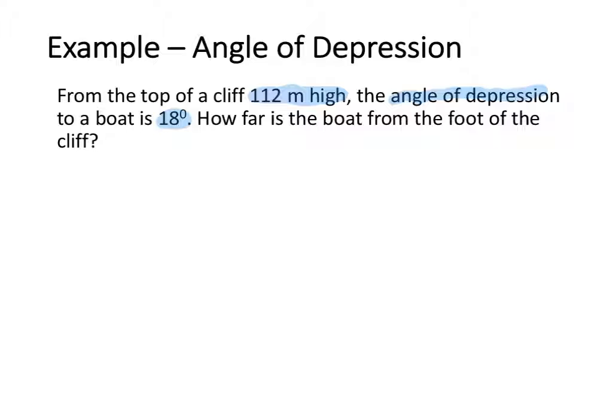So as I was reading the question, I've gone through and highlighted the key information. So we are on top of a cliff that is 112 meters high. The angle of elevation to the boat is 18 degrees. So I need to use this information to be able to draw a diagram. So I'm going to start off by drawing my cliff and my boat that's out in the water. And now I can go ahead and mark the information that I have and to add a triangle. So I'm going to add a triangle in.